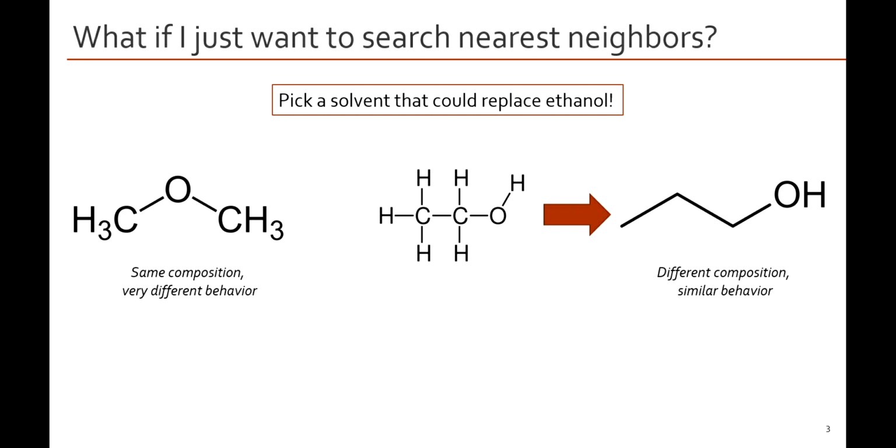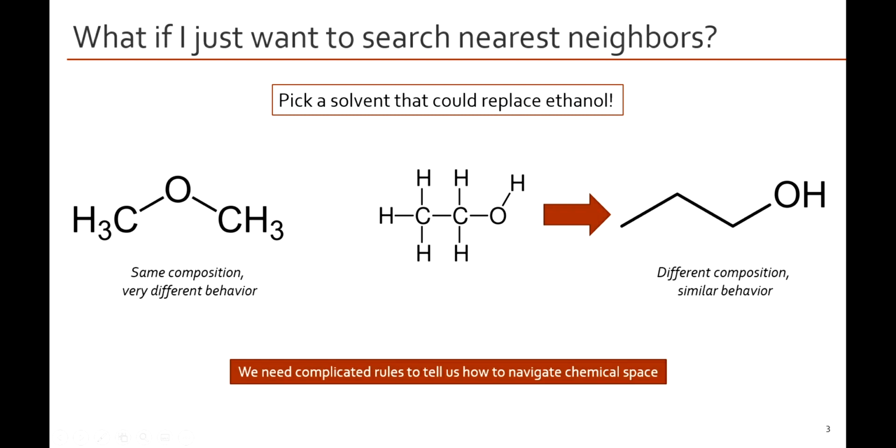that dimethyl ether has the exact same composition as ethanol, so therefore I could assume it has similar properties, which is very wrong. In fact, we know from chemistry that the presence of functional groups like this alcohol group are really what drive functionality, especially for properties like solvation. So I'd rather pick this one, propanol, as a solvent instead of dimethyl ether.